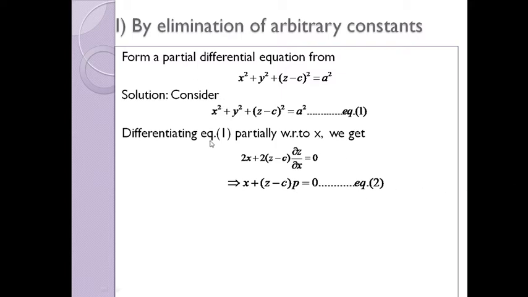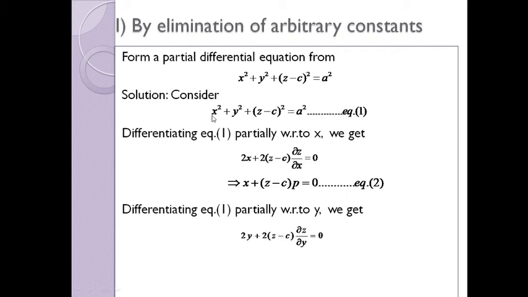Similarly, we differentiate equation 1 partially with respect to y. Then derivative of x square is 0 plus derivative of y square is 2y plus derivative of z minus c square is 2 into z minus c into del z by del y. Now in next step we eliminate 2 and then del z by del y equal to q, its value equal to 0. This is equation number 3.